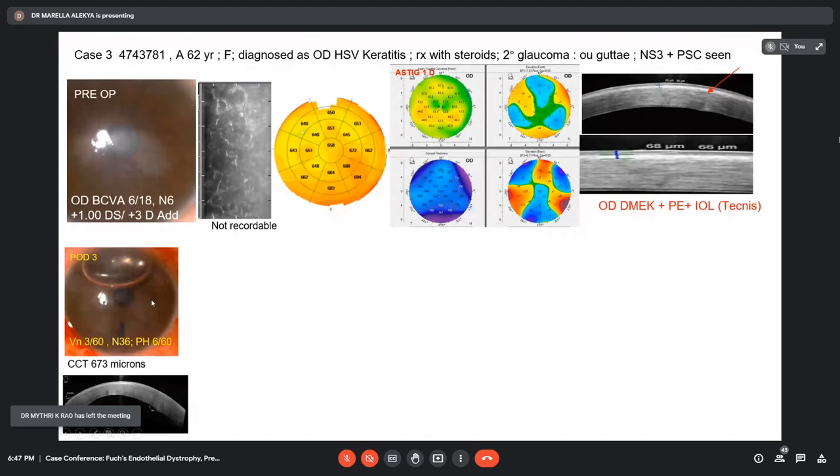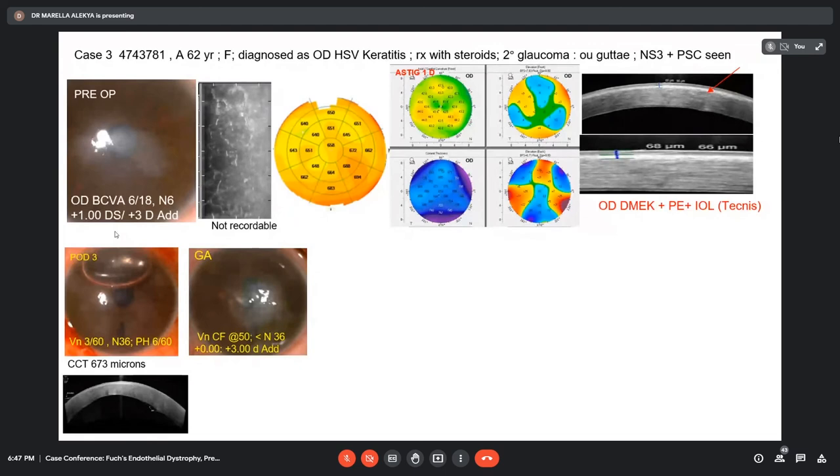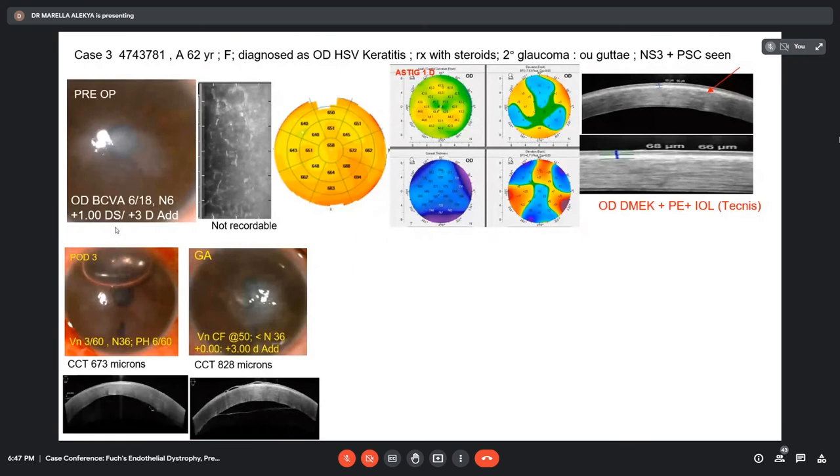At the one month appointment, vision was counting fingers at 50 and N less than N36 with plano, showing stromal edema with bullae. Central corneal thickness is 828 microns. And OCT showed epithelial bullae and a large Descemet membrane detachment.